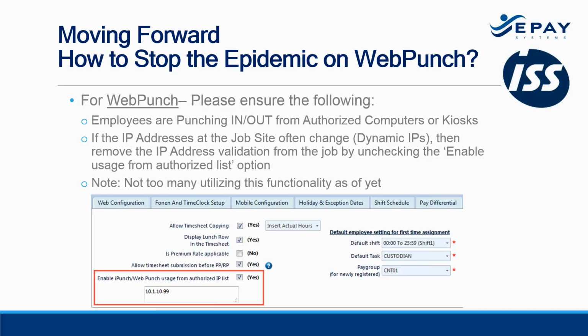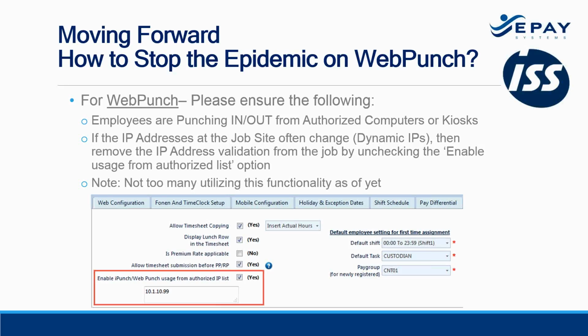And lastly, it leads us to WebPunch. Whenever using WebPunch, please ensure that the employees are punching in and out from authorized computers or kiosks. So whatever you have set aside, or if you've told the employee, this is the computer you need to use to punch in and punch out, please keep them to that. You have the IP address on that machine, and the IP address is nothing more than an internet address. If the IP address at that job site is often changing, for example if they have what are referred to as dynamic IPs, then remove the IP address validation from the job by unchecking the Enable Usage from Authorized List option.